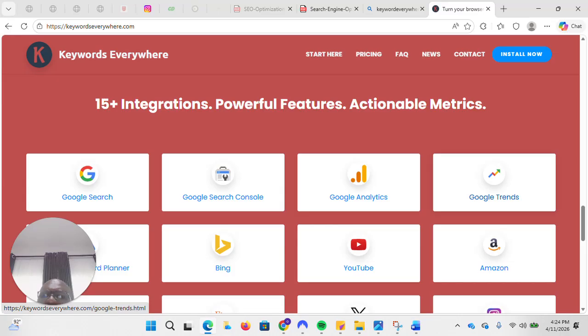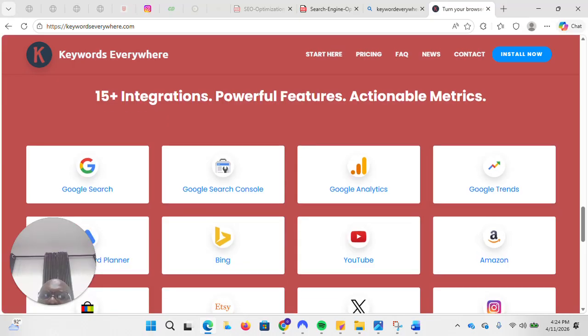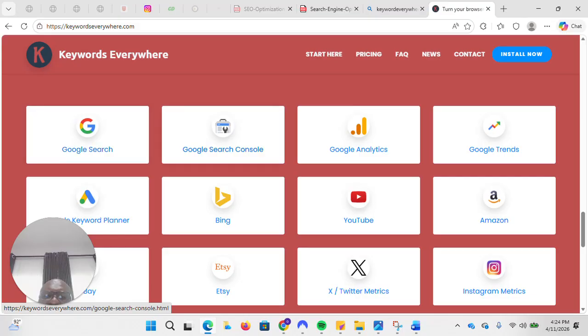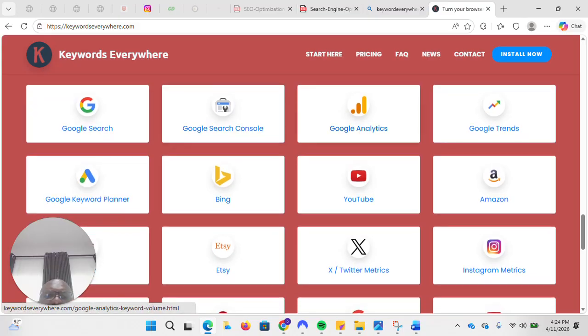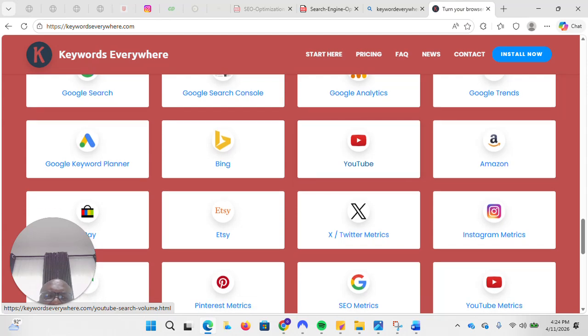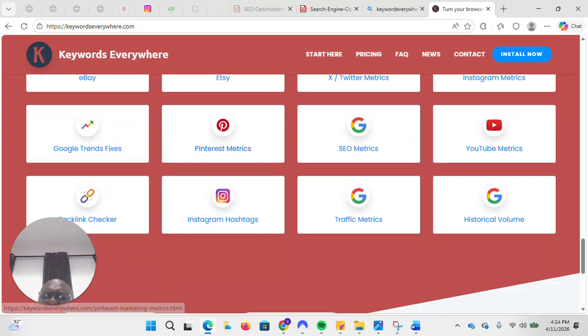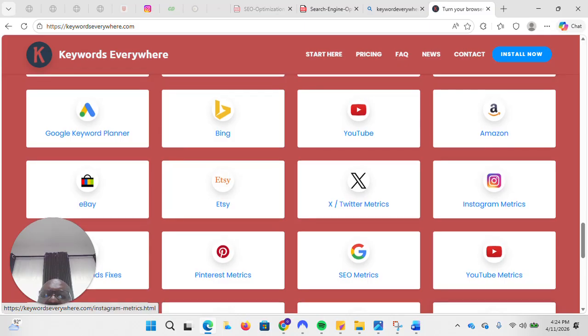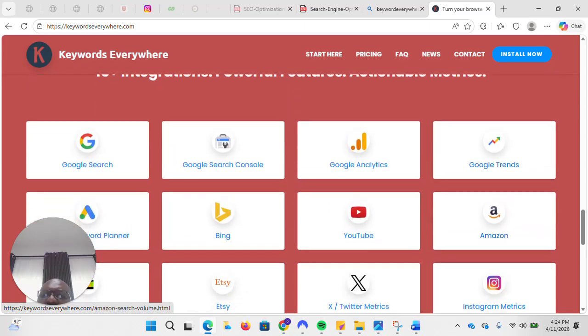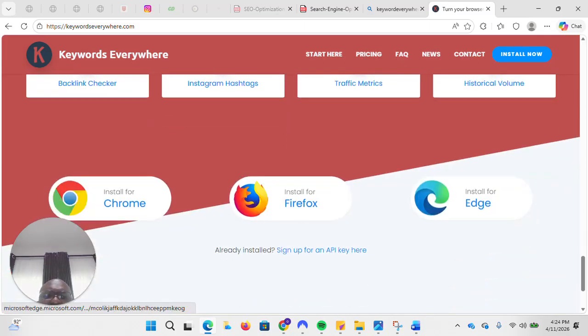Another thing you need to find out is that we have 15 integrations that you can actually integrate on Keywords Everywhere. We have the Google search, the Google Search Console, Google Analytics, Google Trends, Google Keyword Planner, Bing, YouTube, Amazon, eBay, Etsy, Google Trends, Backlink Checker, Instagram hashtag. All these integrations can occur on the Keywords Everywhere tool.